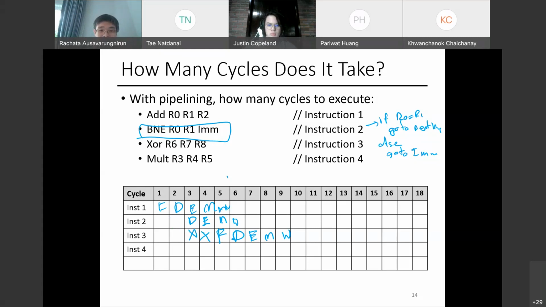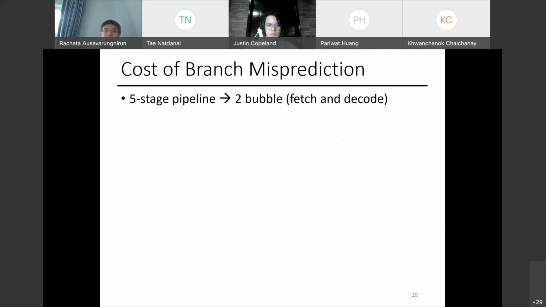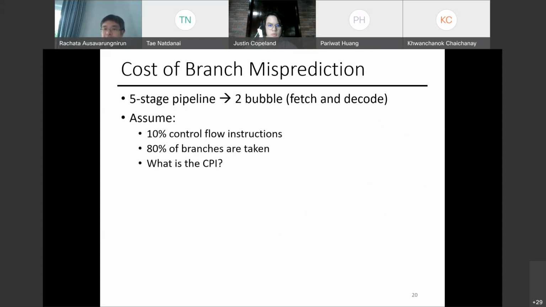So let me go back to the 5-stage pipeline here. You need to put no-ops into fetch and decode because I don't even know what I'm going to do until I finish the execution, right? So in a 5-stage pipeline, you're wasting two cycles. Assume this: 10% of your code is a branch, and 80% of the branches are taken.